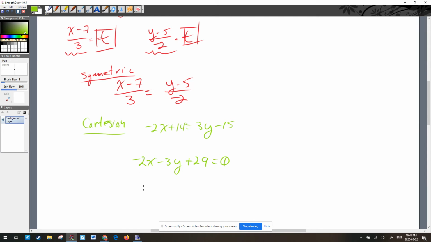So I'm going to multiply through by negative 1 all the way. So we're going to get 2x plus 3y minus 29 equals 0. And there it is in the Cartesian form.